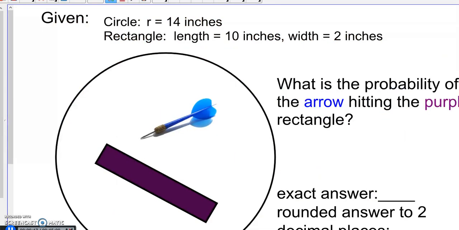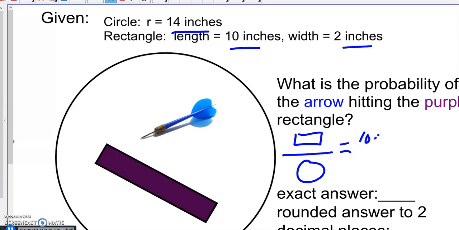It says we have a circle of radius 14 and the rectangle is 10 by 2. What is the probability of the arrow hitting that purple rectangle? So what we got to do for this one is see the probability that it hits the rectangle divided by the total probability, which is the whole area of the circle. So we're going to do area of the rectangle divided by area of the circle. Area of the rectangle is 10 times 2, which is 20. Area of the circle is pi r squared. It's pi times 14 squared, which is 196 pi.